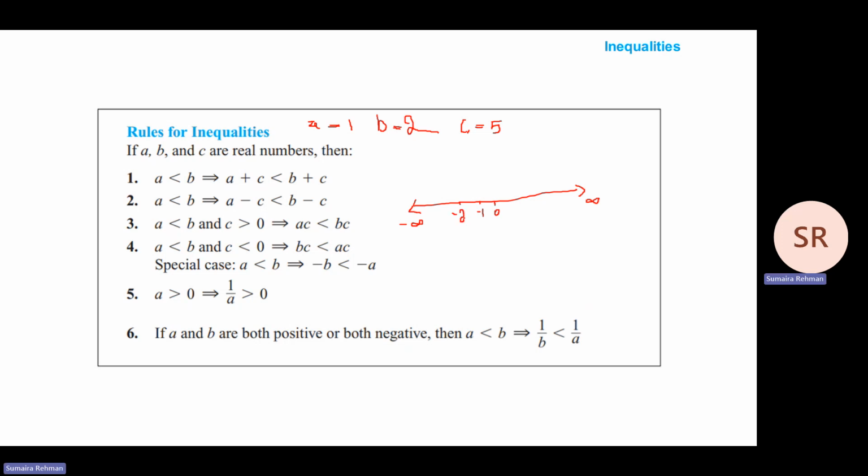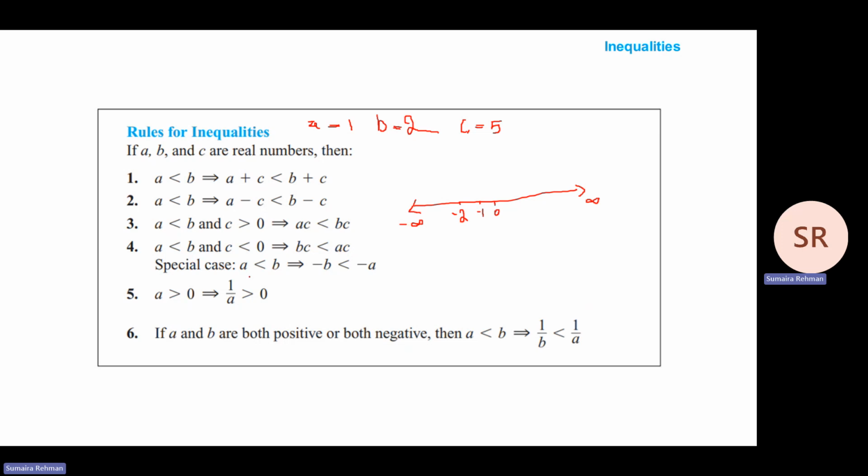-2. So we know that if we approach infinity on the left side of the origin, we get the smaller number. This -2 is smaller than -1. So that's why we have written that bc is less than ac. And similarly, -3 is less than -2. This is the smaller number over the left side as we are approaching negative infinity. So that's why we have written this inequality.